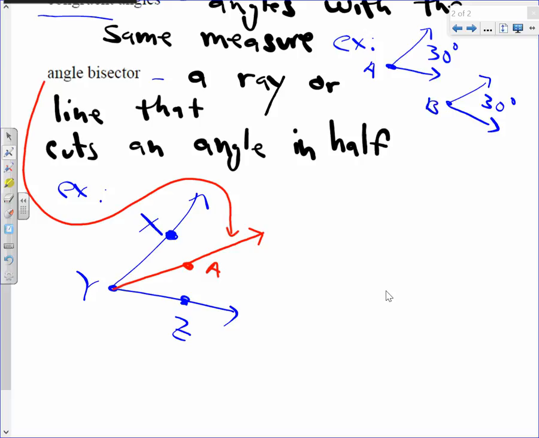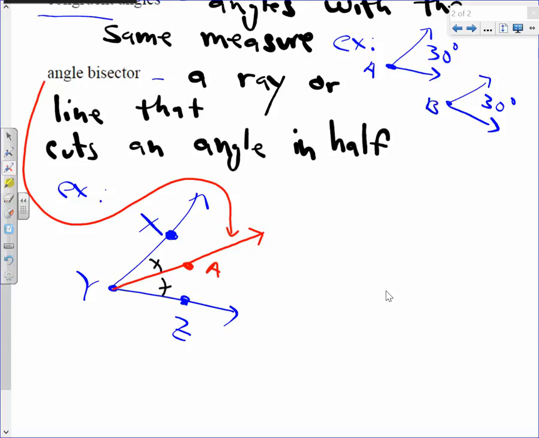And look what I'm going to do. I'm going to put a little arc here on this resulting angle and an arc here on this resulting angle. I'm going to put a little hash mark on the arcs. That communicates that the two little angles now are exactly the same size. They're congruent. So this ray sliced the angle right in half, so we call this ray an angle bisector. To bisect means to chop in half.